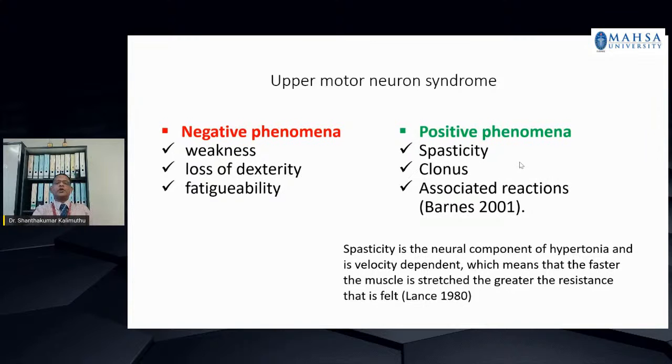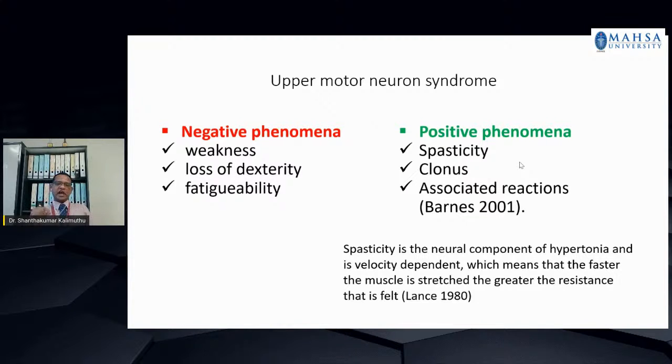The features of upper motor neuron syndrome may be characterized into two broad groups. The first is negative phenomena, in which there will be reduced motor activity. The common features are weakness, loss of dexterity, and fatigability. Whereas in positive phenomena, there will be increased motor activity, and the symptoms often seen include spasticity. What is spasticity? Spasticity is the neural component of hypertonia and is velocity dependent, which means that the faster the muscle is stretched, the greater the resistance felt.